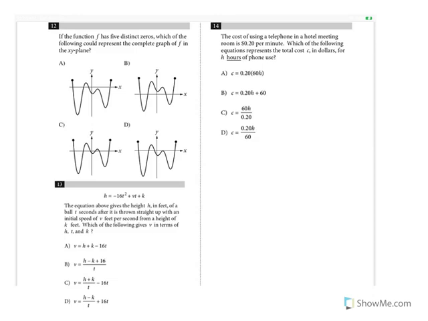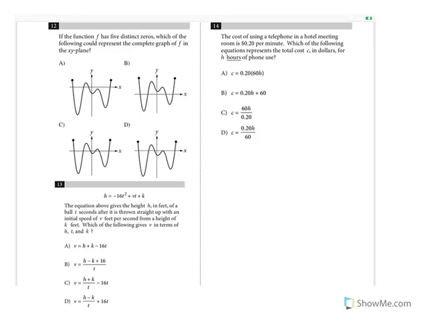If the function f has 5 distinct zeros, which of the following could represent the complete graph of f in the xy-plane? All right, so this one right here is all about understanding polynomial functions and the graphs of polynomial functions, and understanding that the zeros are the x-intercepts. All right, the zeros are where the graph interacts with the x-axis when we talk about real zeros.